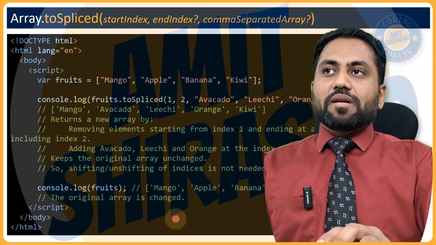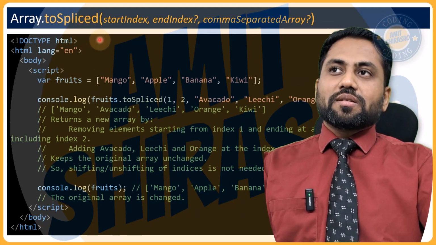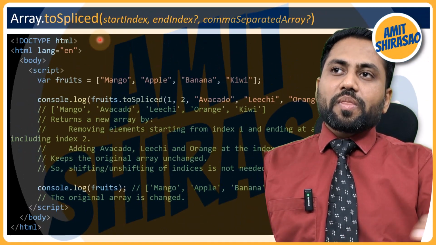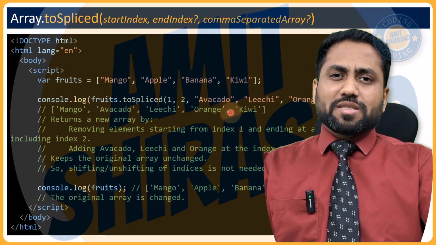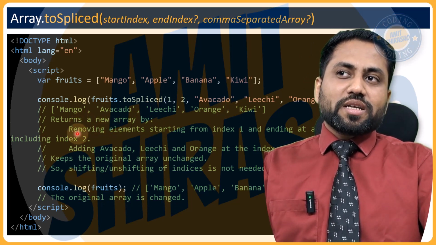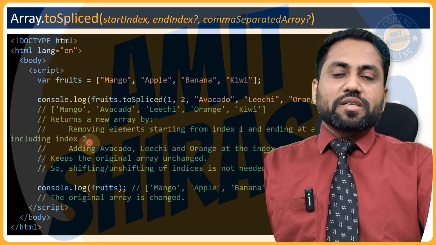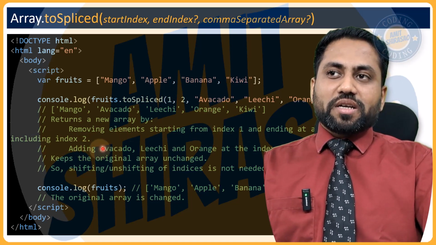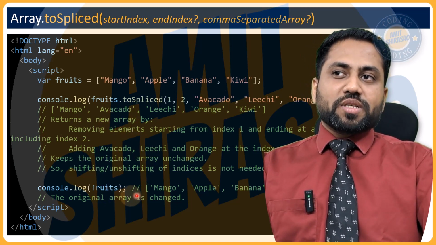Now if you do toSpliced, as the name suggests, it came with ECMAScript 2023. If you do this, the original array remains the same. Rest of the thing is exactly the same. It returns a new array. For returning the new array, it does the same 2 operations. It removes the elements starting from index 1 and ending at and including index 2, and it adds whatever new elements you have given here to the array. And then that becomes your new array. The original array remains the same.